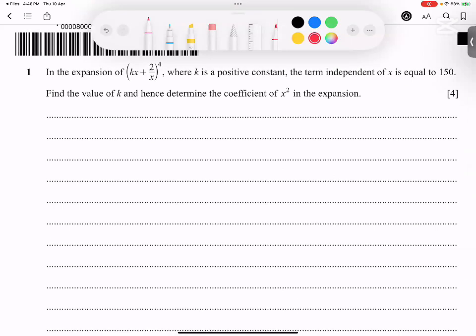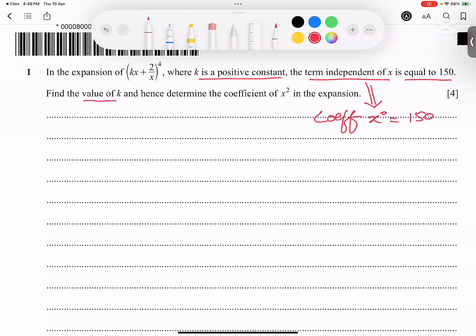It says that there's a positive constant k, and the term independent of x is equal to 150. What does this mean? This means the coefficient of x to power 0 is equal to 150. So find the value of k. All right, so let's start.